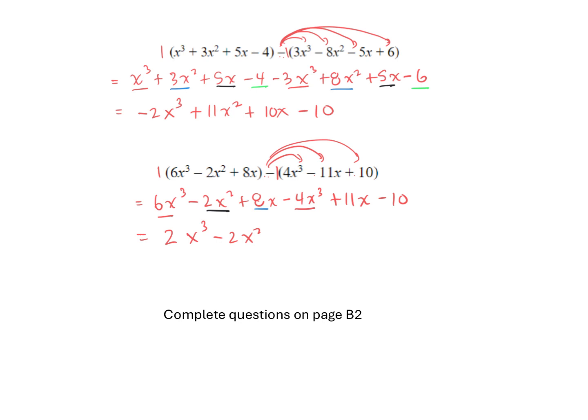Then we have 8x and 11, that's 19. And then we have this minus 10 all by itself. And then we're done. Okay, so there are questions in the guide that you can try. Read through those questions and see if you can complete those on your own, and then check your answers at the back of the guide.